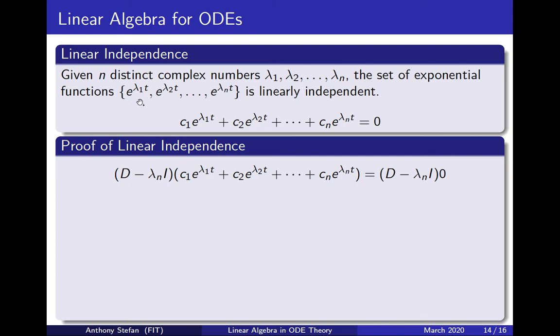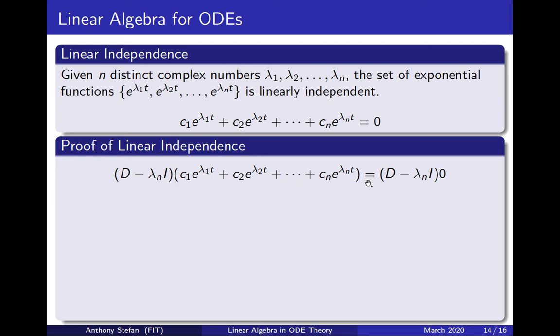So let's investigate the base case together, which is not written down. C1 e^(lambda 1 t) equal to 0. We know exponential functions cannot equal 0, so this would only be true if C1 was equal to 0. So the base case passes. Now let's make the induction hypothesis, assuming it is true for C1 to Cn minus 1.